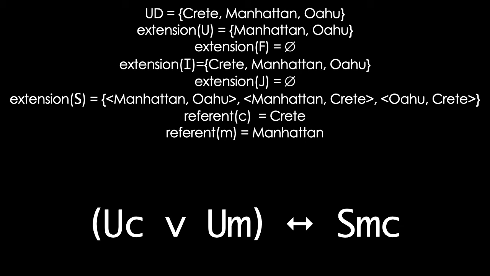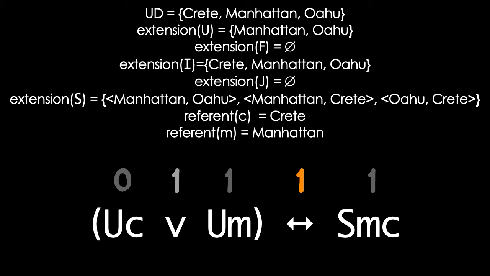Consider this sentence: open parenthesis, UC or UM, close parenthesis, biconditional SMC. We can determine the value of the atomic formulas by consulting the model. UC gets a 0 because the referent of C is not in the extension of U. UM gets a 1 because the referent of M is in the extension of U. SMC gets a 1 because the pair of the referent of M followed by the referent of C is in the extension of S.